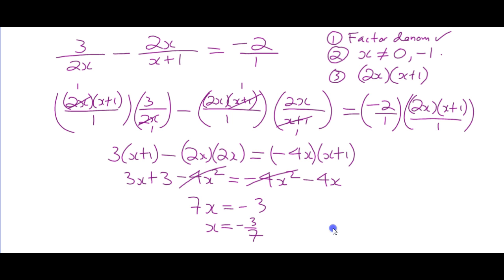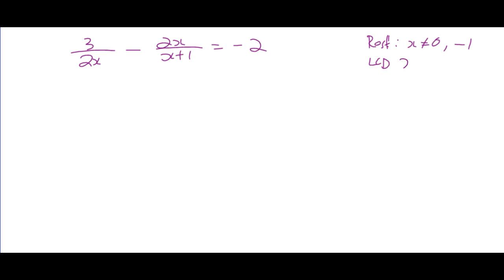Okay, so that's one way. Let me show you an alternate version, okay? Also acceptable. So if we're looking at what work I have to show, you either show this work or, okay, so I can do 3 over 2x minus... okay, same thing. Number 1, factor, okay, it's factored. Number 2, restriction, state the restrictions. Restriction: x cannot equal 0 or -1. The LCD is 2x and x plus 1.